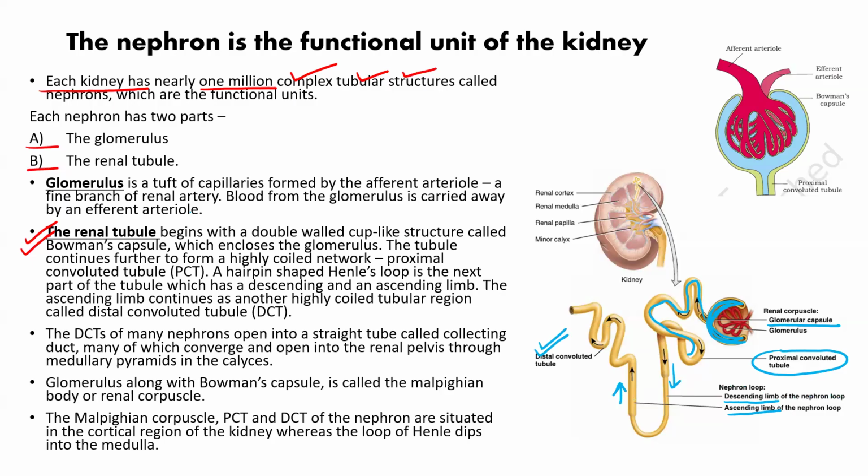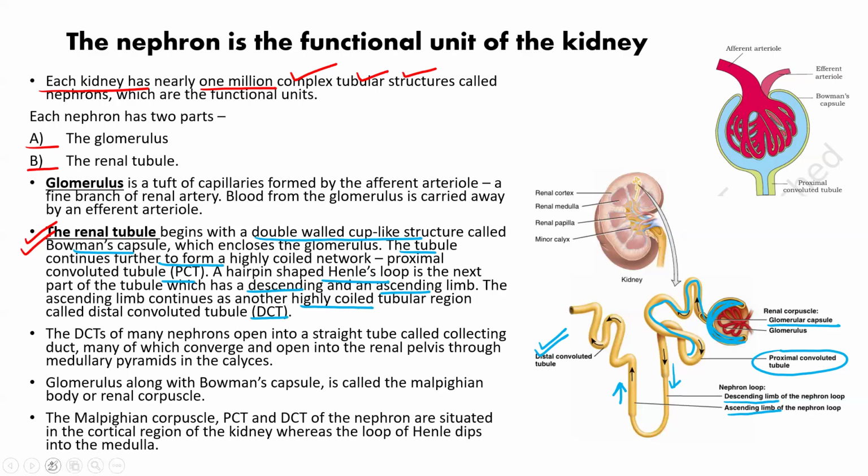So let me just show you. Renal tubule starts as a double-walled cup-like structure called Bowman's capsule. Clear? It continues to form PCT, then the Henle loop. It has two limbs, one descending, then ascending. It then opens into another highly coiled tubule, that is DCT. Clear? So each nephron has up till this.